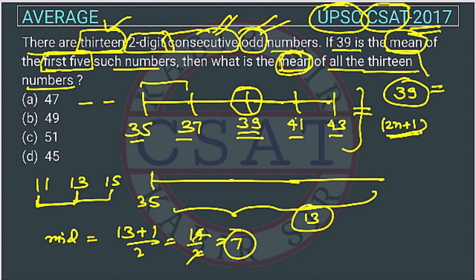So we know this is the first, second, third, fourth, fifth, sixth will be 45, and the 7th will be 47, right? So this is the answer. So its answer is option A.